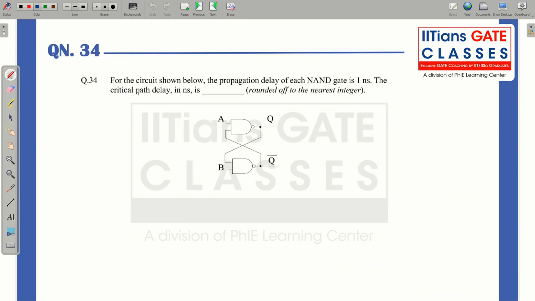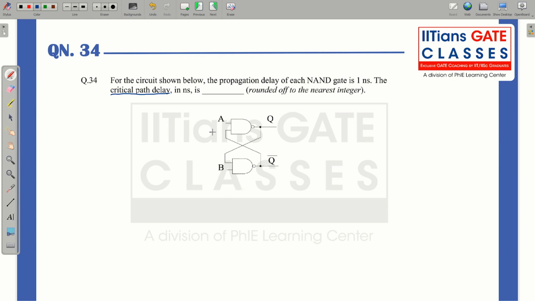In the next question, for the circuit shown below, the propagation delay of each NAND gate is 1 nanosecond. What is the critical path delay in nanoseconds? Critical path delay means the maximum amount of delay that occurs in a circuit.